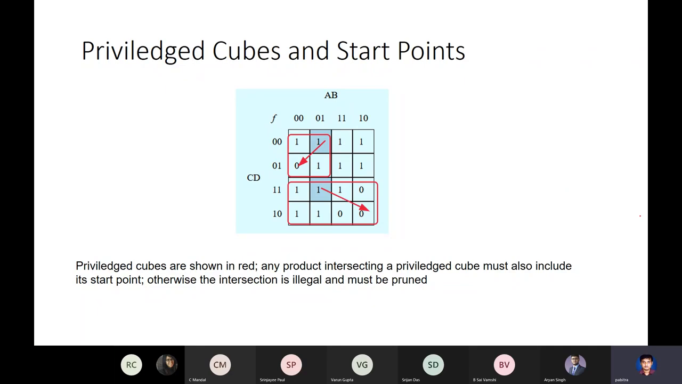So now you see we have two kinds of categories. One is a required cube, and now we have two privileged cubes. And these shaded ones are the starting points of these privileged cubes. Now, the thing is that no cube that you have in your realization can intersect any of these privileged cubes unless that cube also includes these shaded boxes, that's the starting points. Otherwise, it is illegal. And you should either modify it or you should remove it.